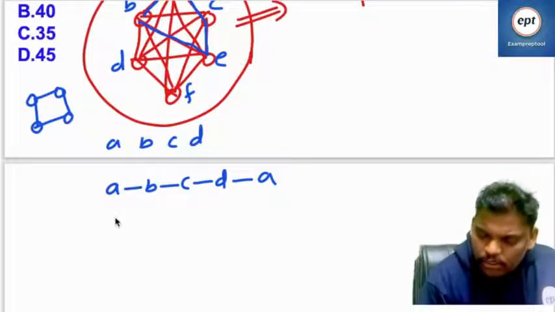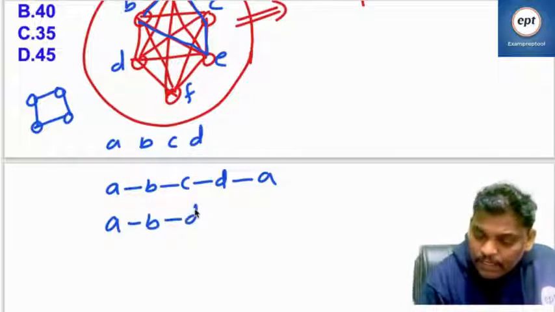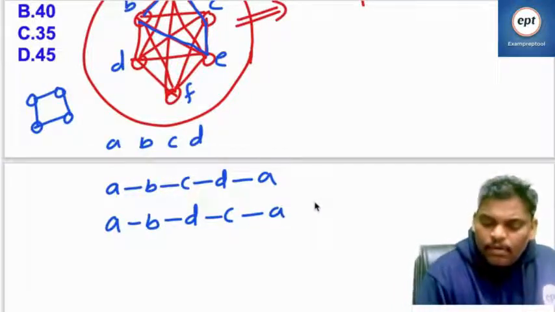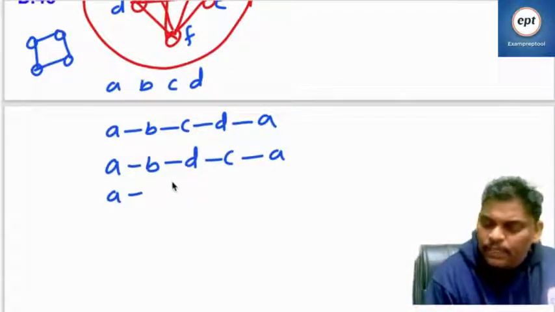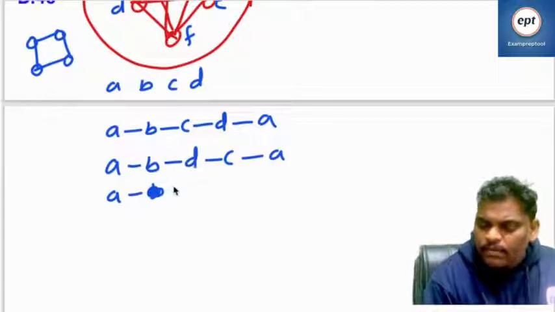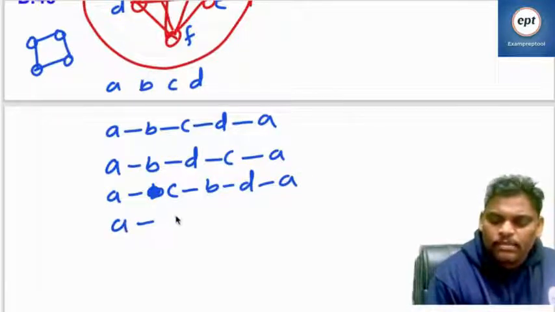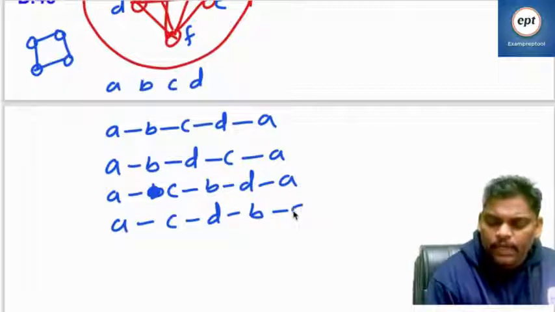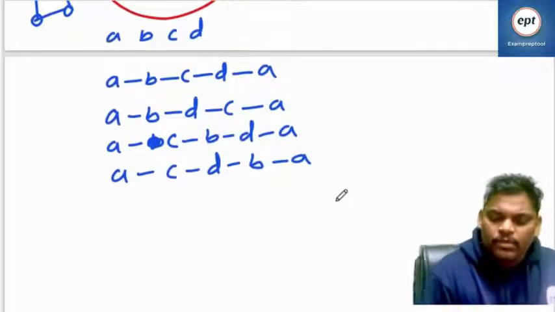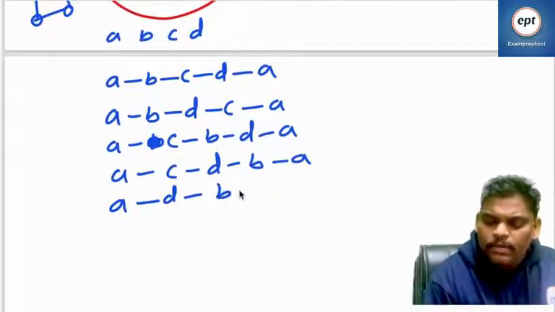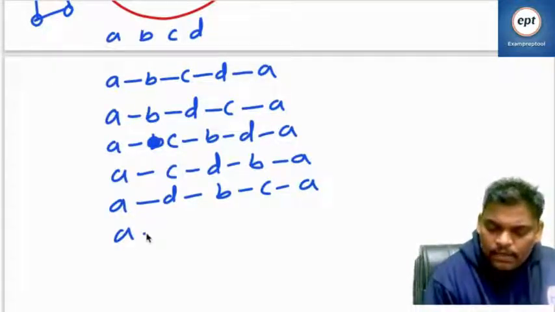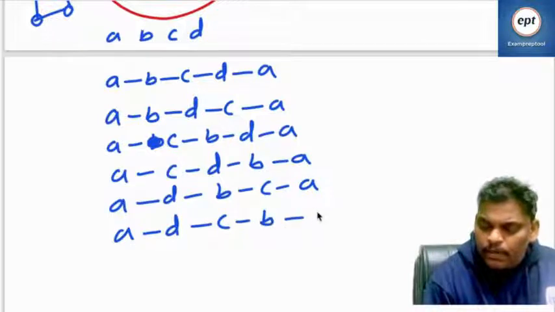One more thing. A, B, D, C, A. I changed the C and D. Next, A, C, B, D, A. Next, A, C, D, B, A. A, B is over, A, C also over. A, D, B, C, A, and A, D, C, B, A. Check now.